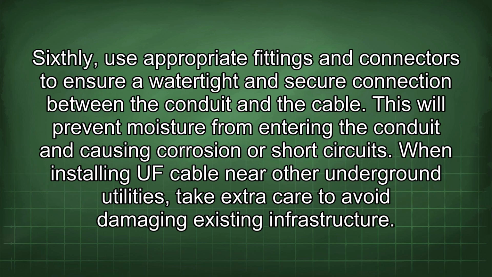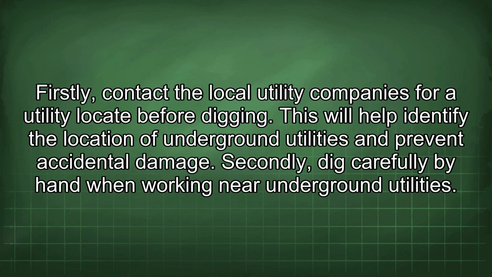Sixthly, use appropriate fittings and connectors to ensure a watertight and secure connection between the conduit and the cable. This will prevent moisture from entering the conduit and causing corrosion or short circuits. When installing UF cable near other underground utilities, take extra care to avoid damaging existing infrastructure. Firstly, contact the local utility companies for a utility locate before digging. This will help identify the location of underground utilities and prevent accidental damage.